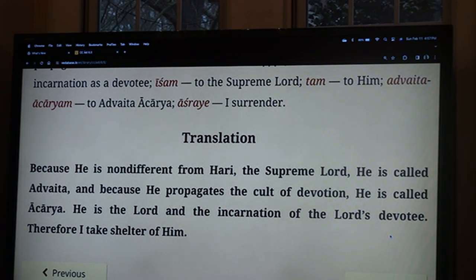So this cult of devotion is not like your ordinary, material, mundane, so-called cults. This cult of devotion refers to all the Vaishnavas of Lord Hari. So that's another reason why he's called Acharya. He is the Lord and incarnation of the Lord's devotee. Therefore, I take shelter of him. Krishnadas Kaviraj is begging for that blessing to take shelter of Advaita Acharya.